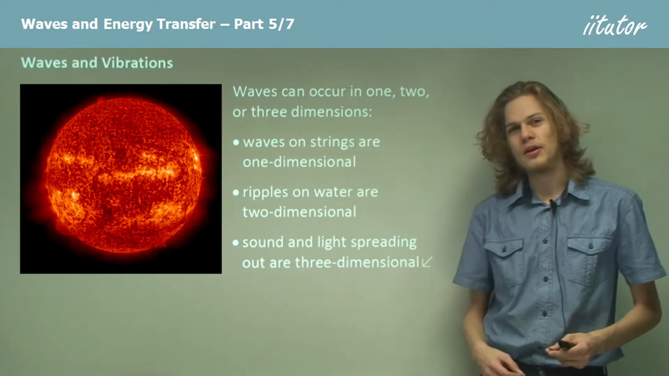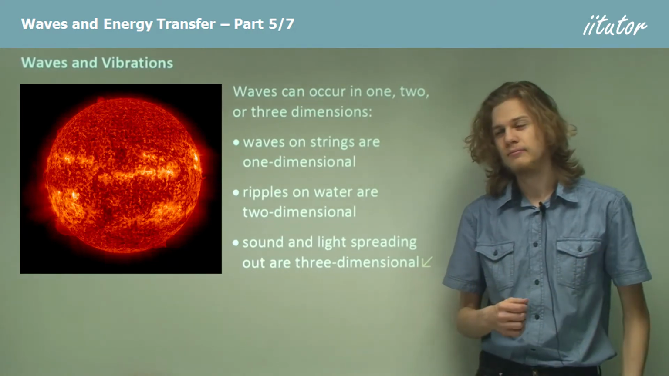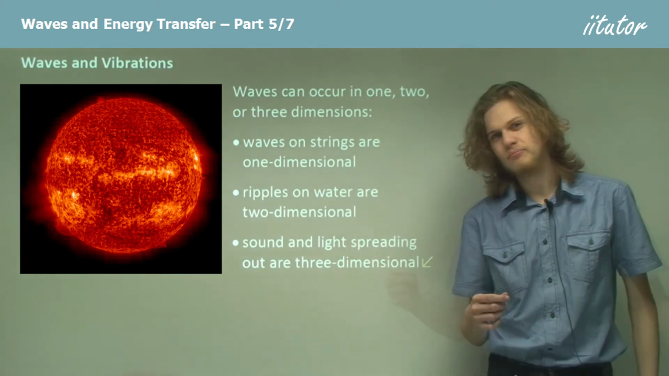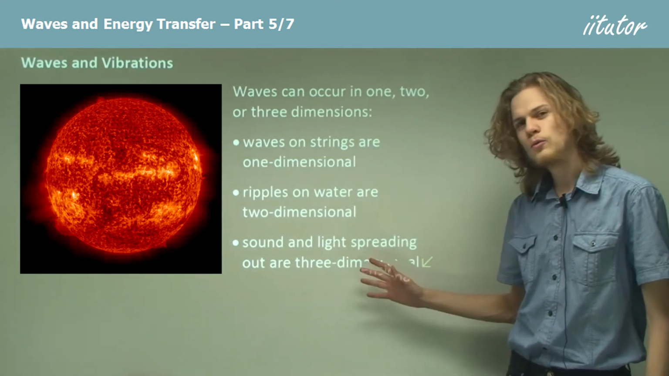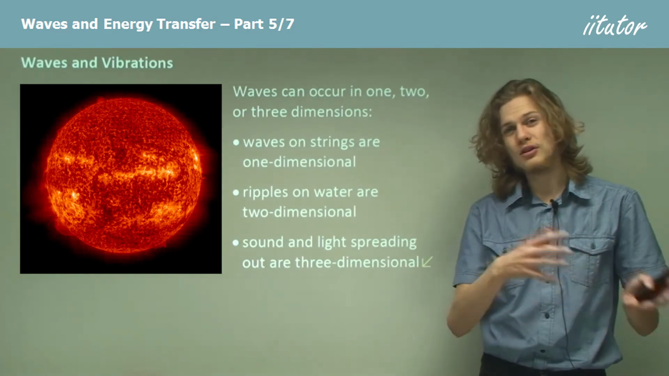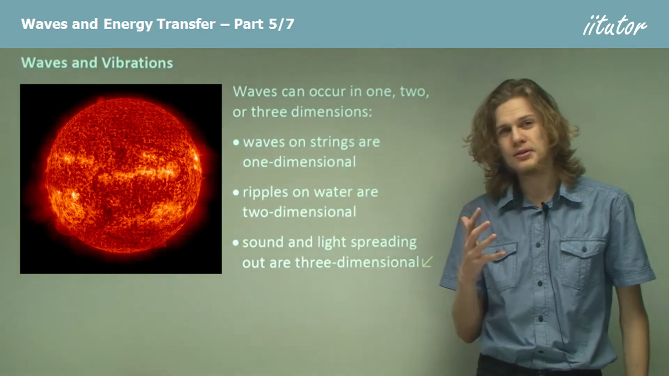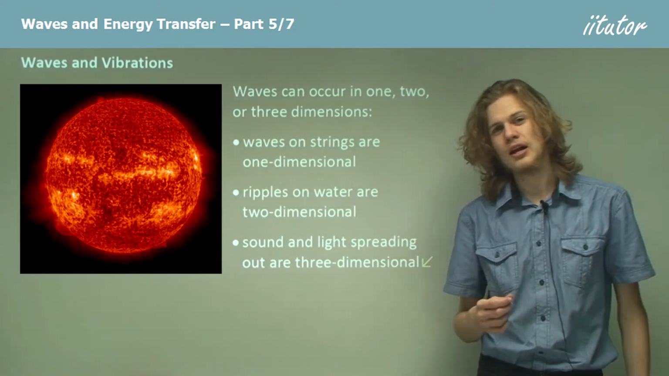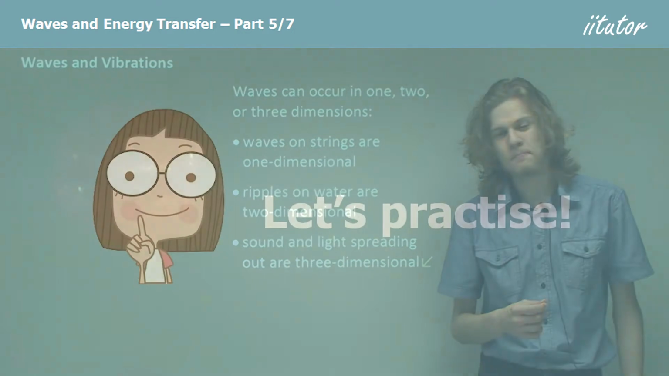So if we look at something emitting sound or light, like the sun, the light will spread out in 3 different directions. Make sense? Sound works as well. If something makes a noise, then no matter where we're standing around it, we'll hear that noise. So that means that the wave is spreading out in all different directions. And so it's a 3-dimensional wave.